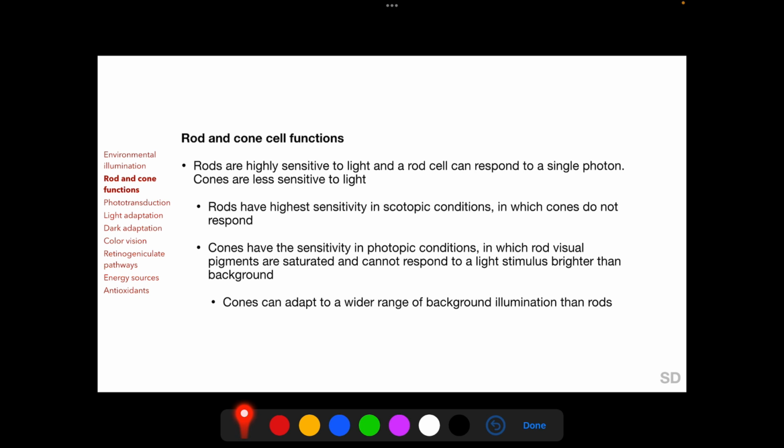We'll begin with the functional differences between the rods and the cones. Rods are highly sensitive to light, and a rod cell can respond to a single photon. Cones are less sensitive to light. Rods have highest sensitivity in scotopic conditions, in which cones do not respond. And cones have the highest sensitivity in photopic conditions, in which rod visual pigments are saturated and cannot respond to a light stimulus brighter than the background. And cones can adapt to a wider range of background illumination as compared to rods.